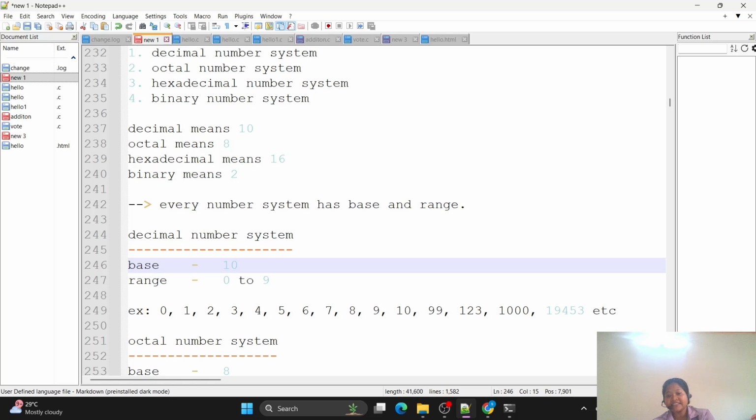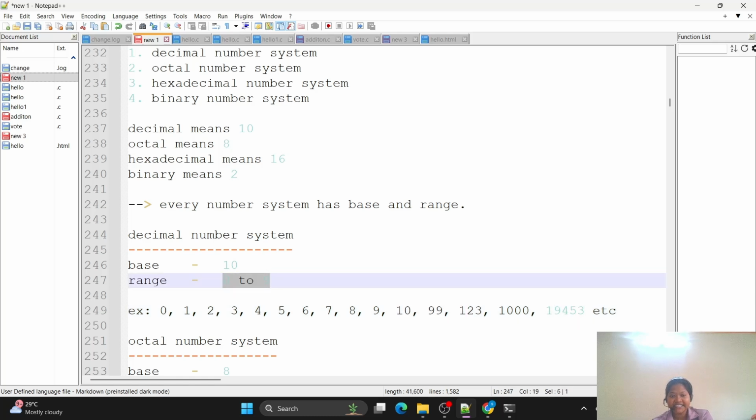Then whatever number we are making, we make by using these numbers only. Whatever number we may make for this system, like decimal number system, the number should be within the range 0 to 9. Obviously whatever number we write, that number would definitely be in the range 0 to 9.